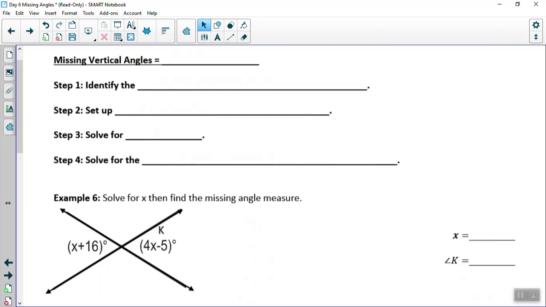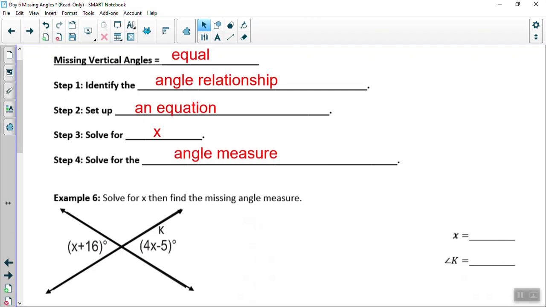So if we remember, vertical angles are equal to each other. So this angle is equal to this angle. So we identify that angle relationship. In this case, they're vertical, so I know they're going to be equal to each other. We're going to set up an equation, solve for x, solve for the angle measurement. So I know that x plus 16 has to be equal to 4x minus 5.